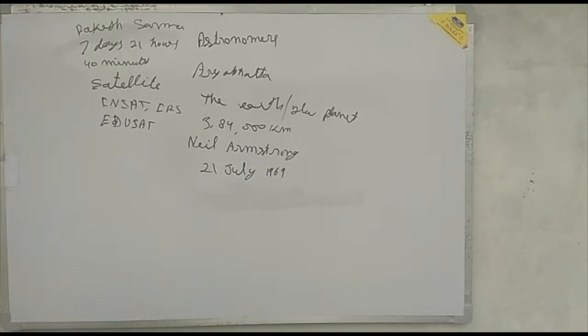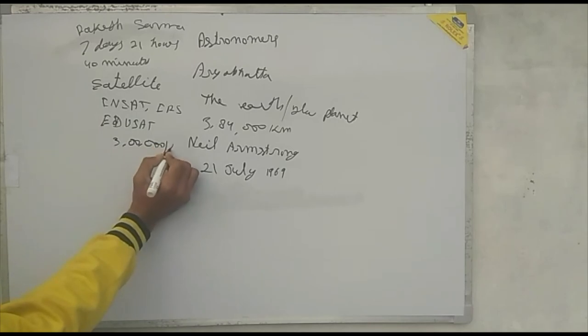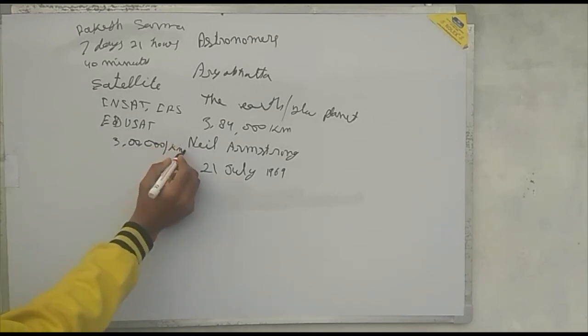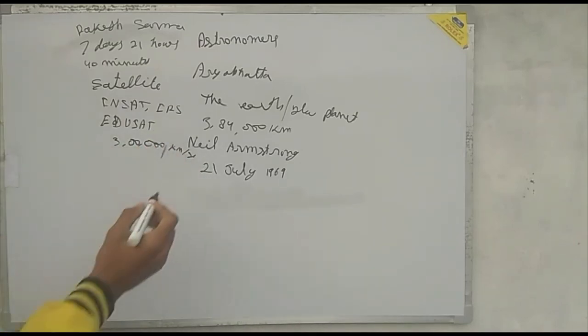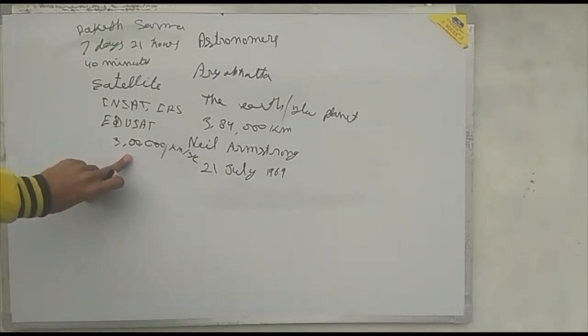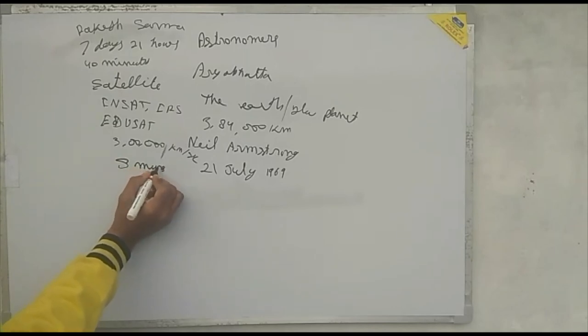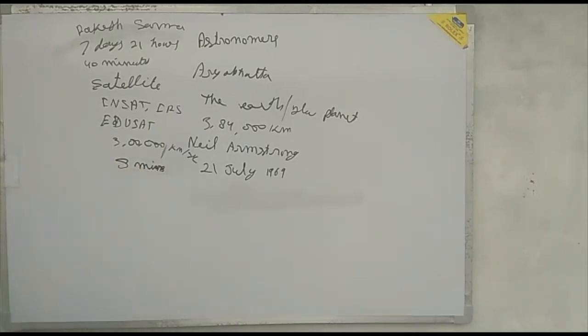One more thing I want to discuss with you, that is the speed of light. The speed of light is 3 lakh kilometers per second. The light of the sun travels with this speed, and it takes around 8 minutes to reach the earth. The speed of light is 3 lakh kilometers per second, and it takes around 8 minutes to reach the earth from the sun. So guys, this is all about this video, and I hope you understood it.